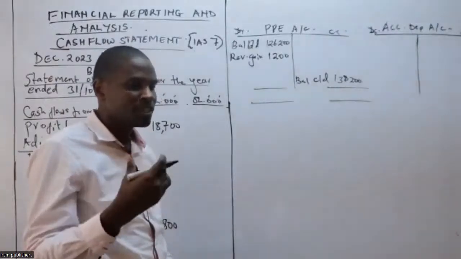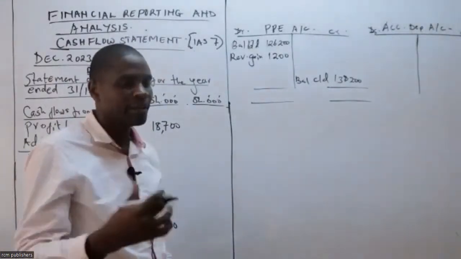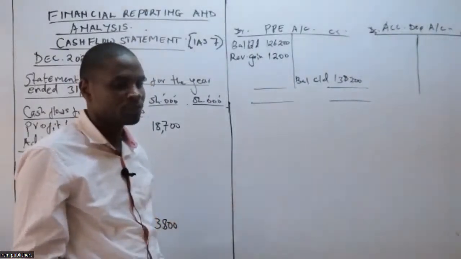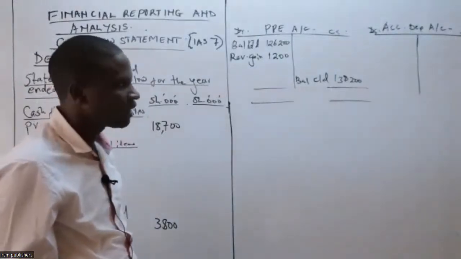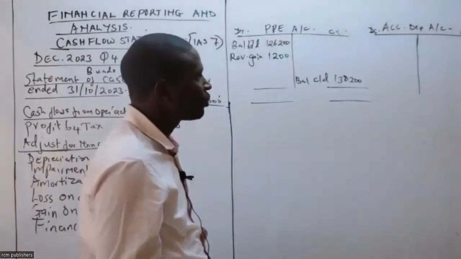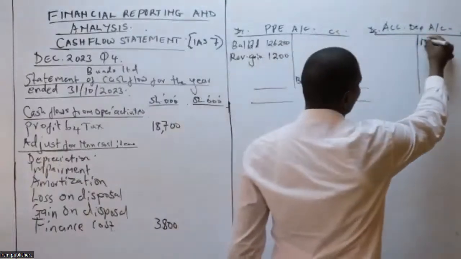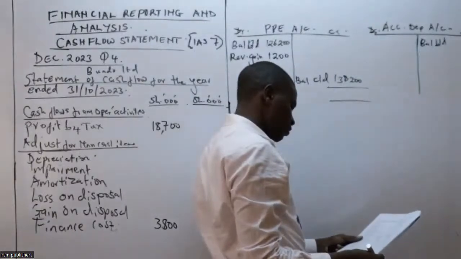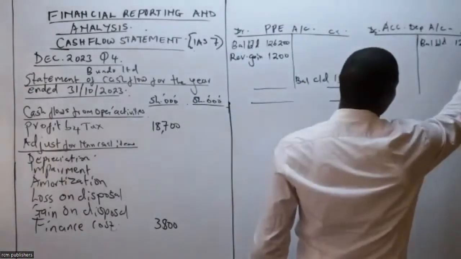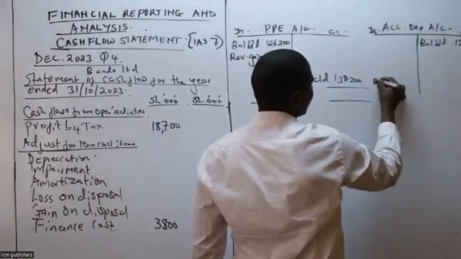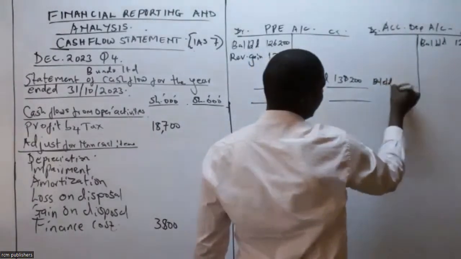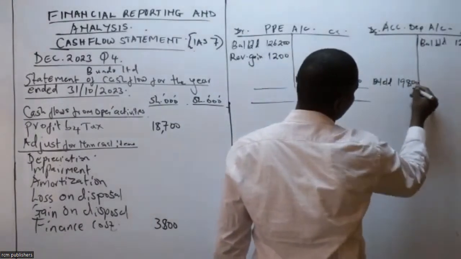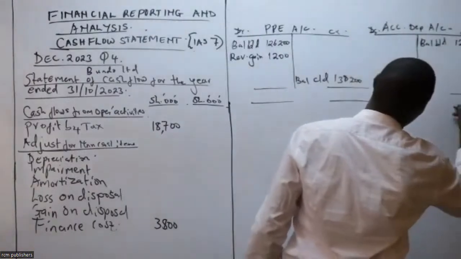Is accumulated depreciation an asset or a liability? Of course, it's an expense, right? Therefore, it will be having a credit balance. So the balance brought down, you can see it is 12,600. And then we have balance carried down of how much? 19,800. Then I can have my figures there.